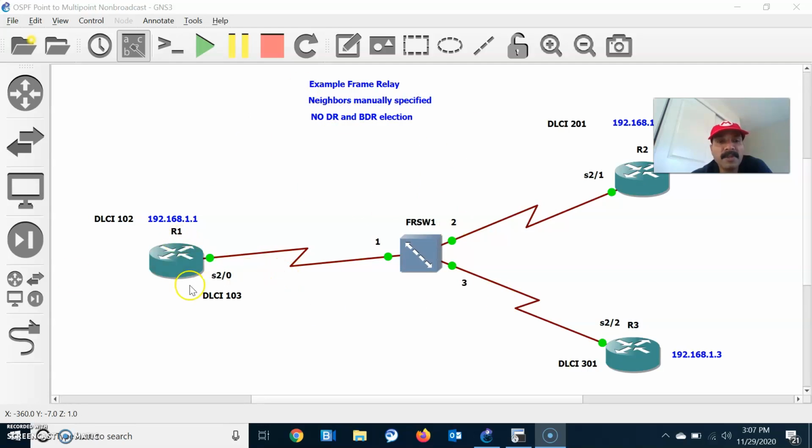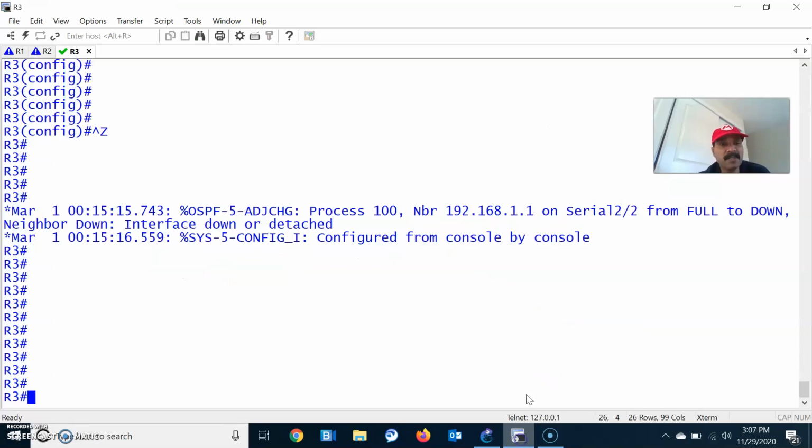So I'm going to enable the encapsulation frame relay in all the three routers, and also I'm going to configure the point to multipoint mode on all these three routers. So I have to configure that as a non-broadcast mode. Then we'll enable the OSPF routing. So now I already configured the specific interfaces.